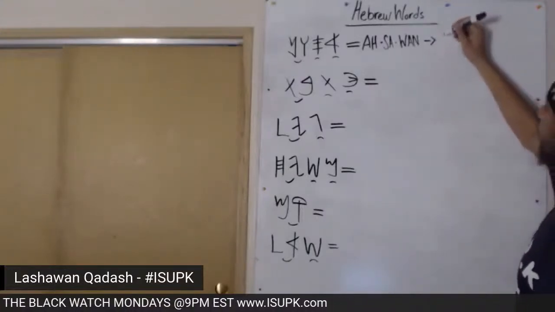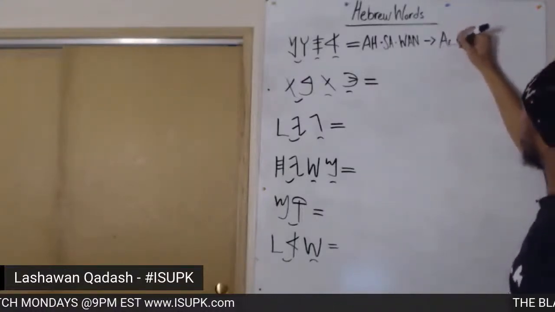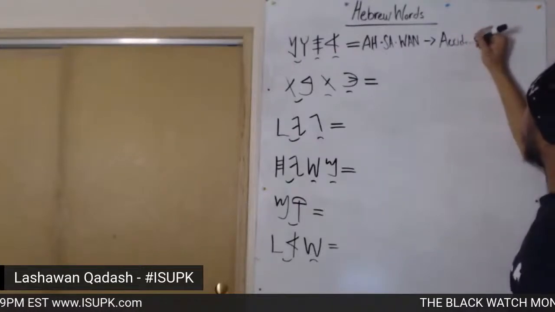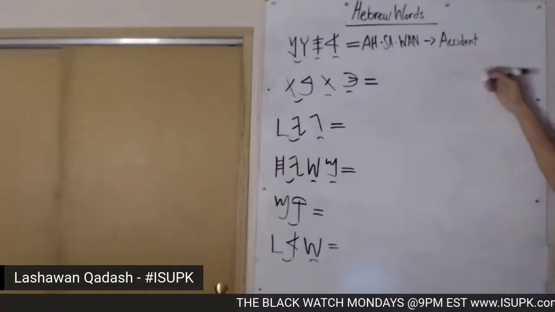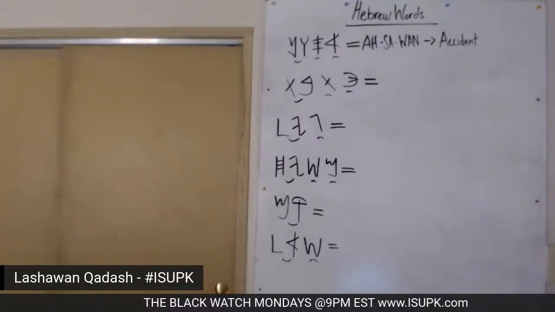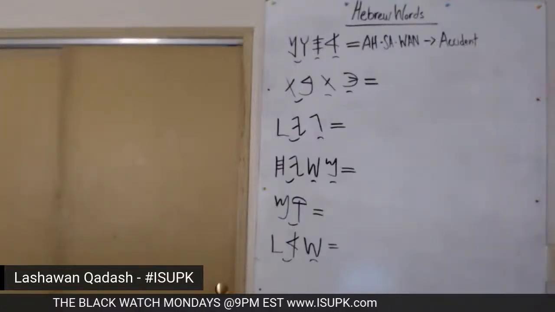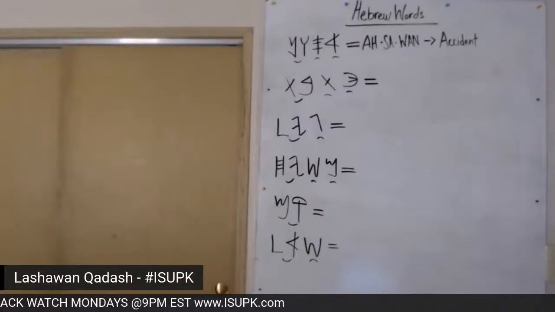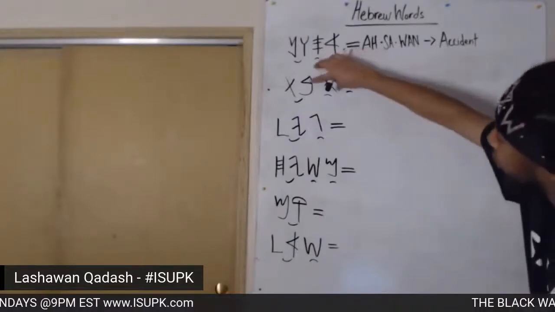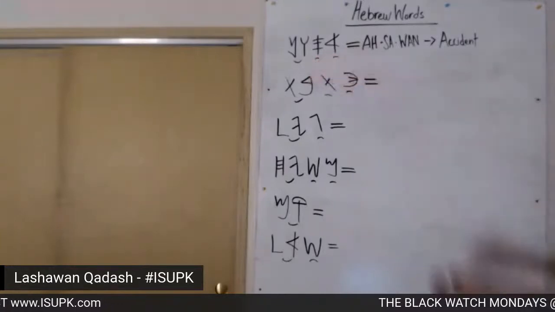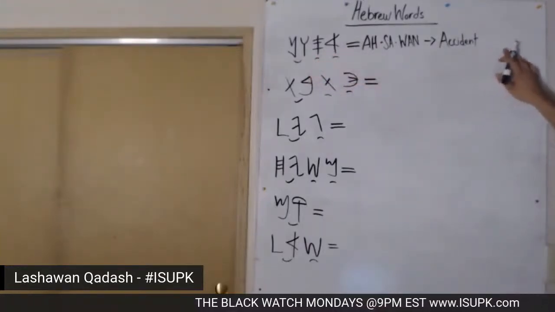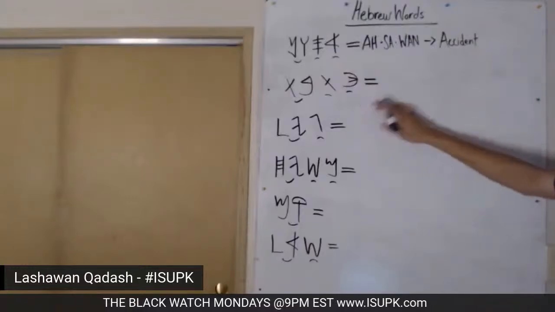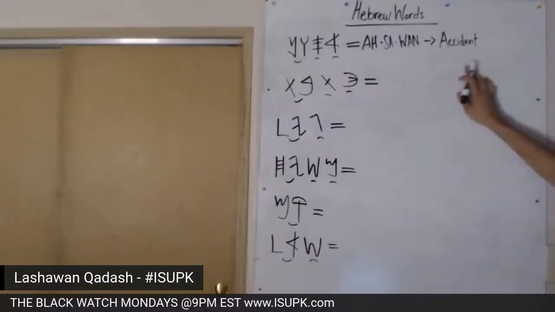Ashawan is a Hebrew word for saying accident. Okay, so many ways that you can use that. And you'll see this word in the scriptures, talking about a story where someone made like a mistake or an accident. All right, you can use it in so many ways based on the context. So that means accident in Hebrew.